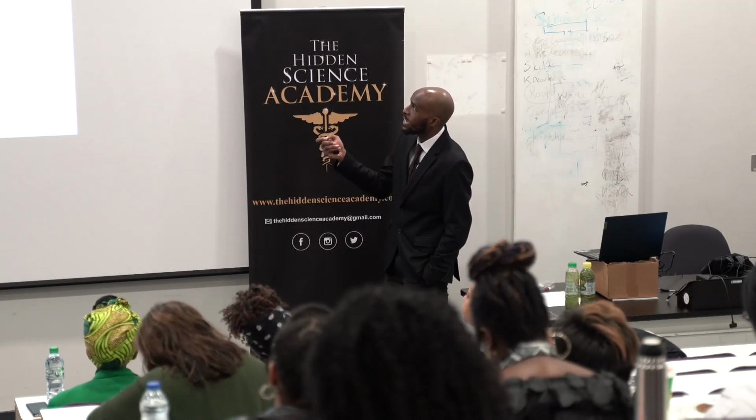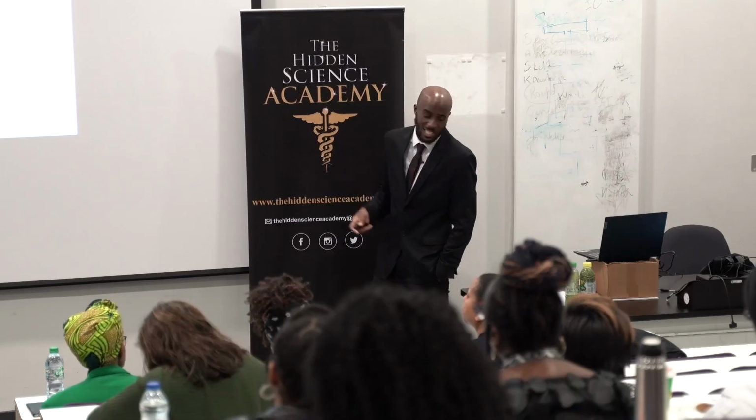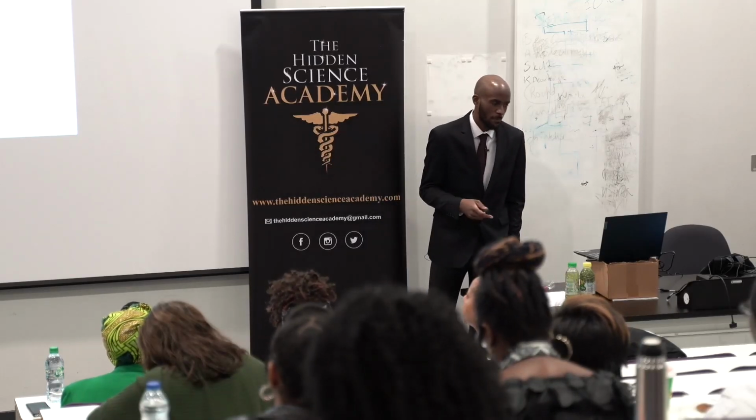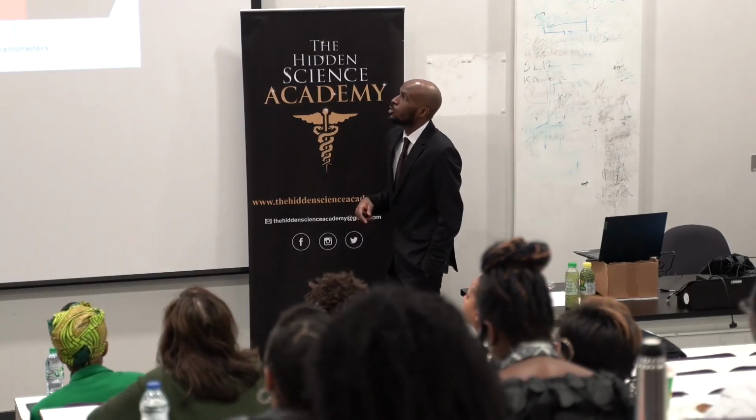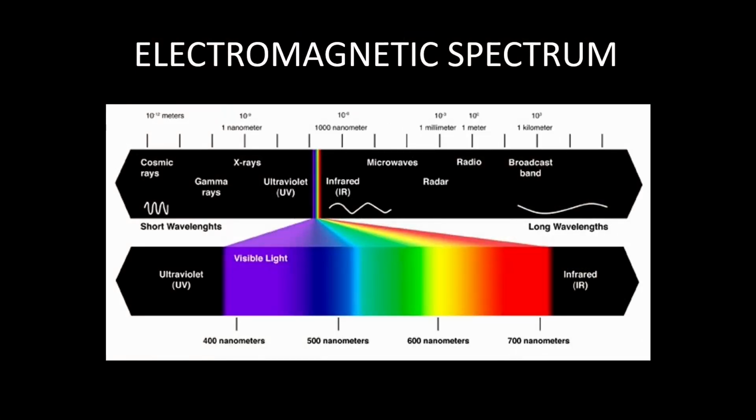It's when they go from one atom to another. When they start to actually move, that becomes electricity. And according to most scientists, this is the electromagnetic spectrum. So this is all of the electromagnetic radiation in the universe.